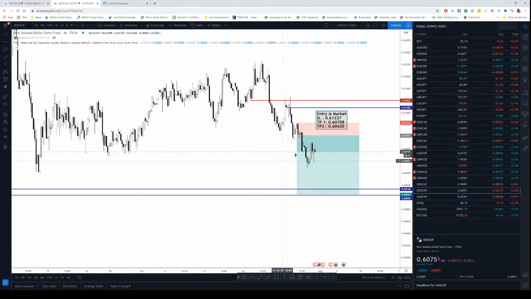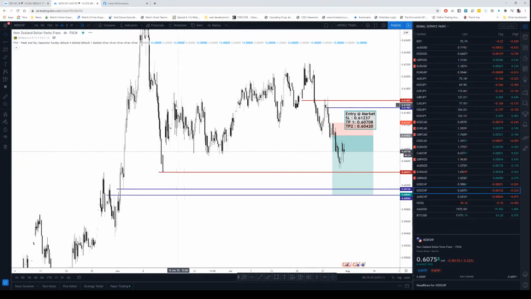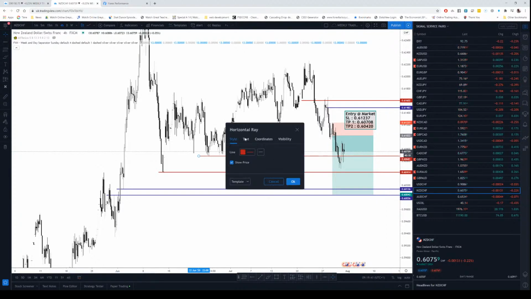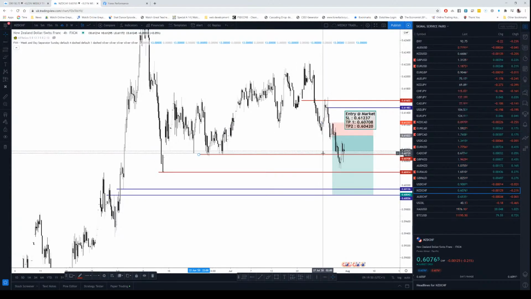I think most of you should have taken most of your position off right at this low. Oh, we haven't got there yet. I think this low, sorry, here, that was where the first target was, 60708. Let's put 60708 right there. So you should have taken some of your position off.